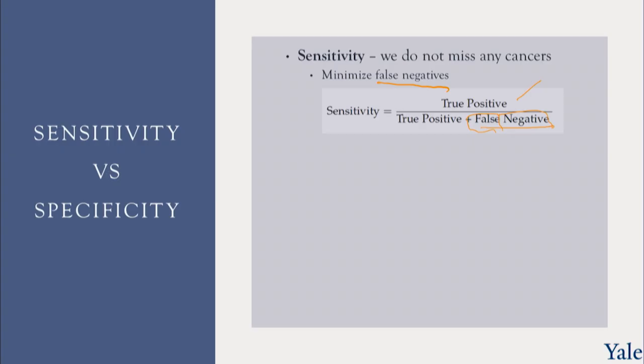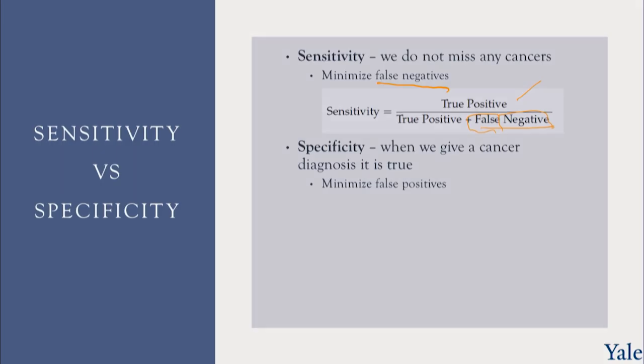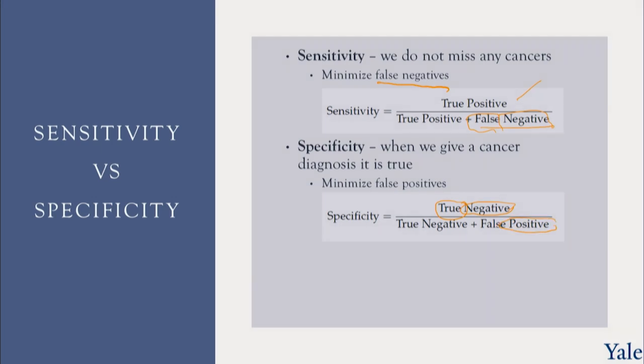That is sensitivity. The other parameter, the thing we trade off with, is specificity, which says that when we give a cancer diagnosis, in fact, we are correct that it is cancer. So the goal here is to minimize false positives. And the formula, again, is a fraction of true negatives, when we said there was no cancer and we were correct, over true negatives plus false positives, when we were wrong. We said there was cancer, but we were in fact wrong.